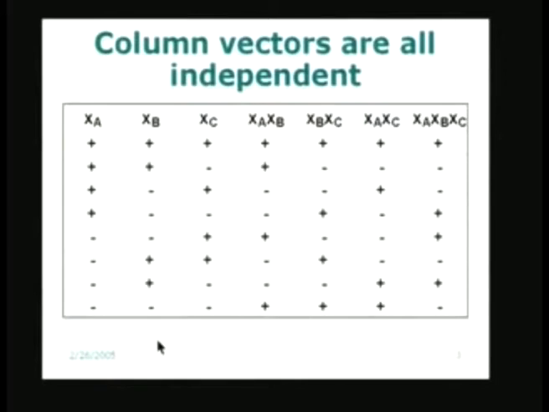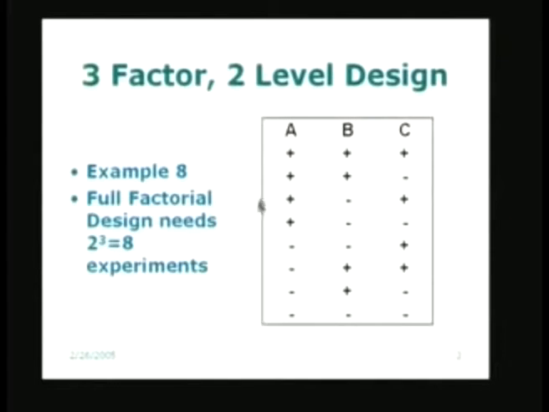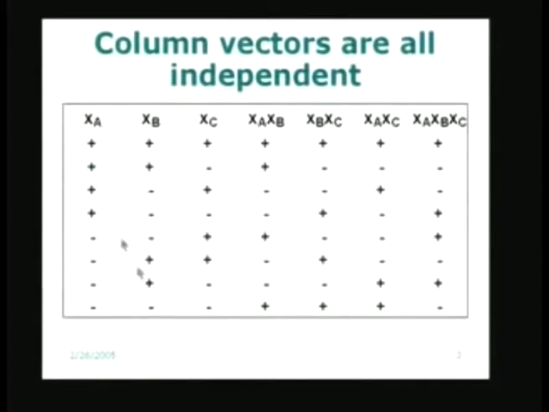In fact, I have indicated the column vectors. What are all the column vectors which will be important? There will be the main effects, XA, XB, and XC. These are the same as the ones which are shown here, A, B, C. These are the same as shown there. The first 3 columns are nothing but the 3 sets of values for XA, XB, and XC.